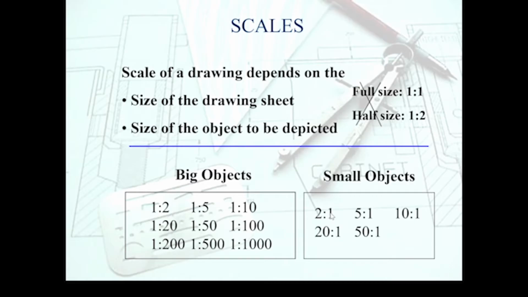Small objects are generally scaled up. So if you're designing a wristwatch or something slightly smaller, you would scale those dimensions up on the drawing board, on the drawing paper. However, if you're designing a bridge or large objects, a wing section, a wind turbine blade, etc., you would scale them down like so.